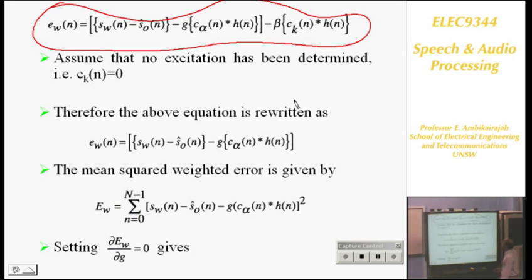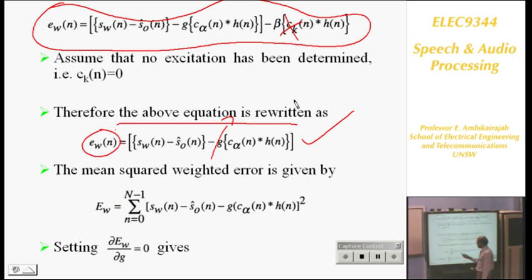Now, we can always start to simplify because of the linear equation. We say there's no excitation. We don't have any excitation. So we forget about that and we use this equation to set up. So the above equation now comes as this. And we have to find the mean squared error. How do you find the mean squared error? You square them up. Then you are calculating G, G has to be calculated, minimizing EW. So you take the partial derivative.